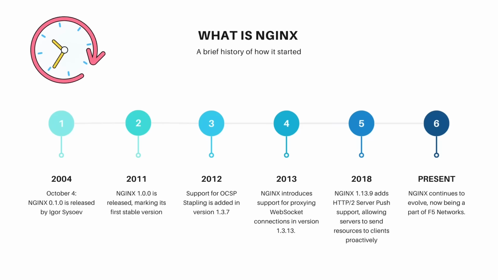Over the years, it has evolved significantly, introducing features like OCSP stapling and HTTP2 support, ultimately becoming a leading web server and reverse proxy solution used by major enterprises worldwide. Today, it continues to innovate under F5 Networks, adapting to modern web technologies like HTTP3.